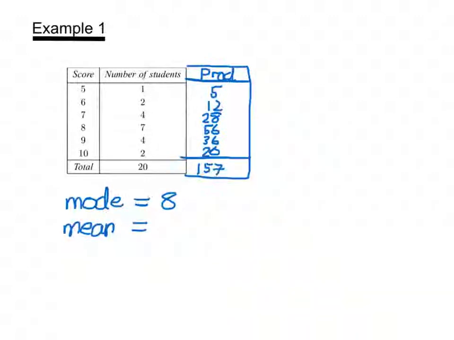And remember that the mean is the sum of the data values divided by the number of the data values. And so the sum is 157. And the number of data values comes from this column over here, and that's 20. And if I do that division, I get 7.85.